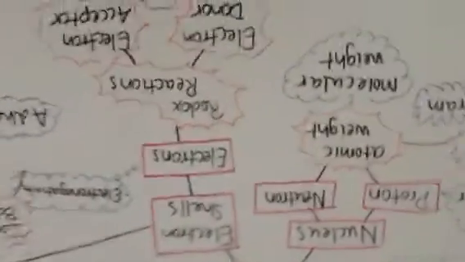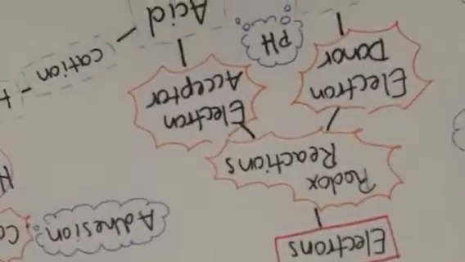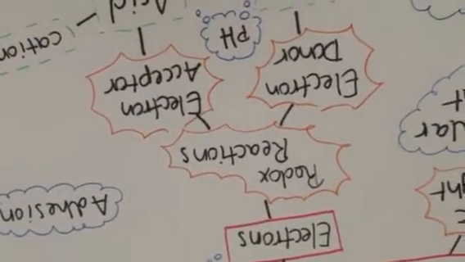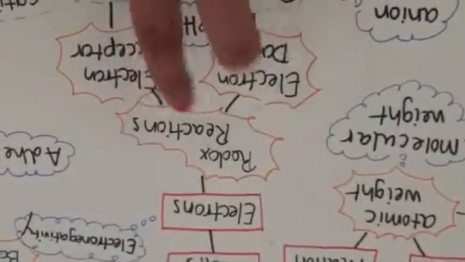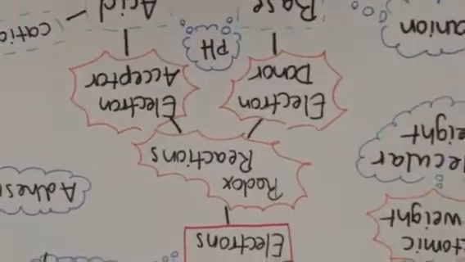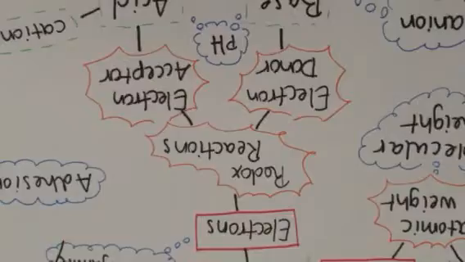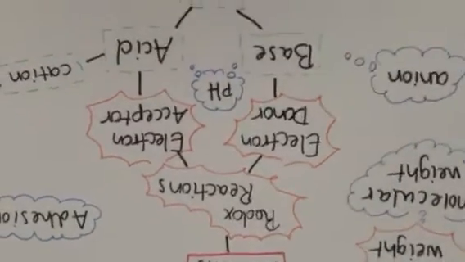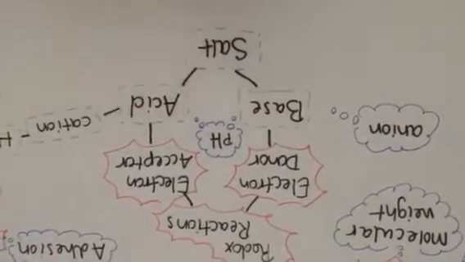So we'll come back over here to electrons. You go down and you see this thing called redox reactions. It's a concept that has to do with the transfer of electrons between 2 species. And they deal with what's called electron donors and electron acceptors. Electron donors are readily available to give away electrons, and electron acceptors are readily available to accept electrons. Examples of those are bases for an electron donor and acids for an electron acceptor.